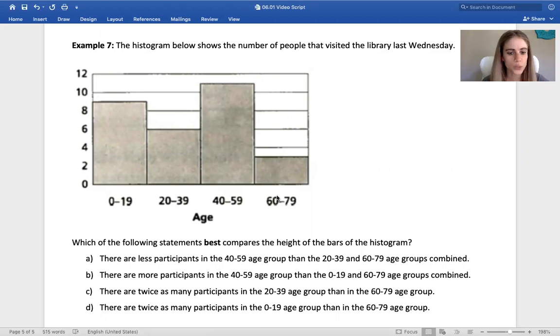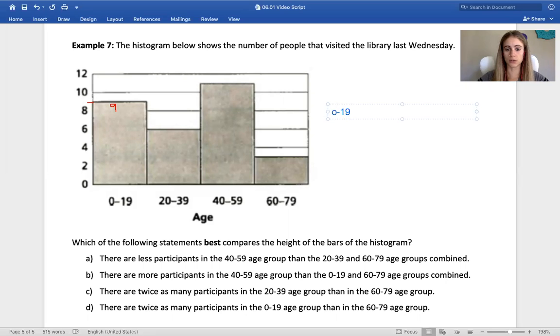So we want to know which of the following statements best compares the height of the bars of the histogram. Well, for me, I want to jot down the frequency for each one of these. So I'm going to write on my histogram bars, but you guys on scrap paper beside you could make yourself a little chart, and actually I'll do both so you guys can have a good visual example. So for the 0 to 19 category, it looks like there's 9 people. So since you guys couldn't write on the screen, you could make yourself a little table.